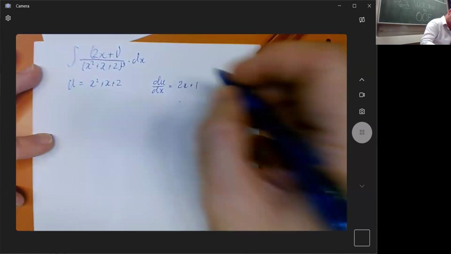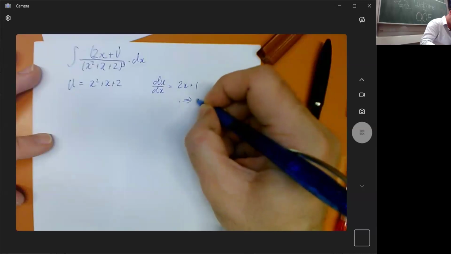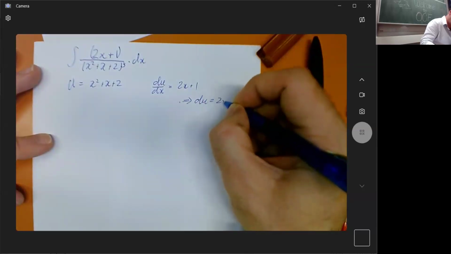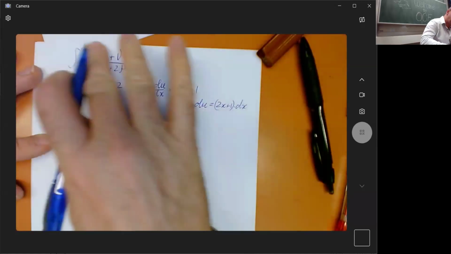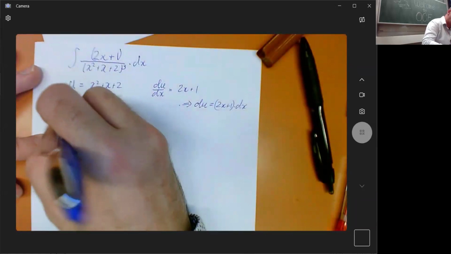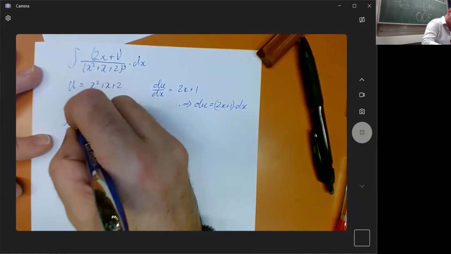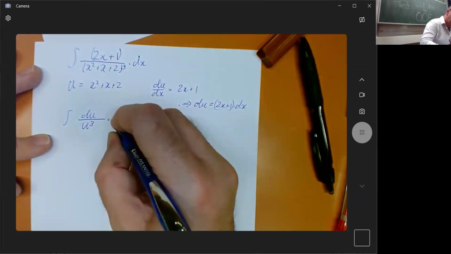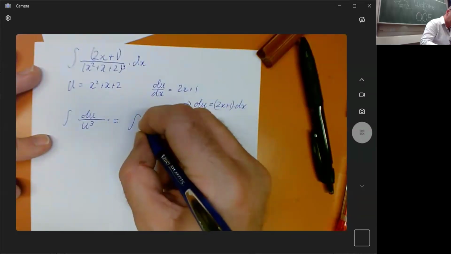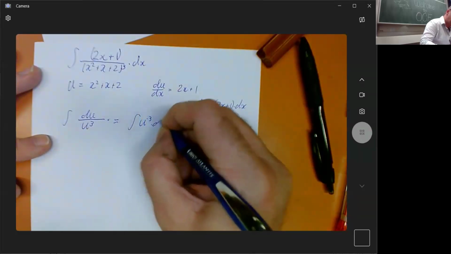So I can do this. And so this thing is allowing me to go du is equal to 2x plus 1 dx. And so that's that top line. And so my integral is going to become du in the numerator and u cubed in the denominator. And if I'm going to do this, I'm going to write this as u to the minus 3 du.